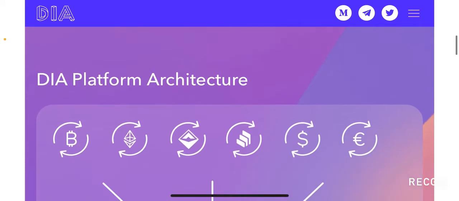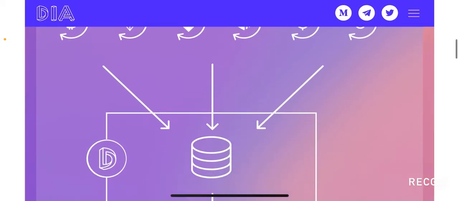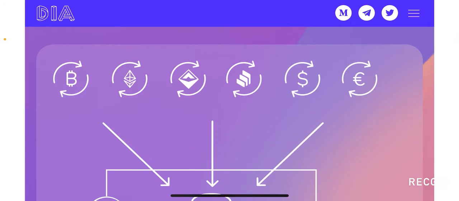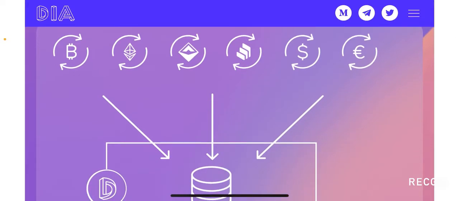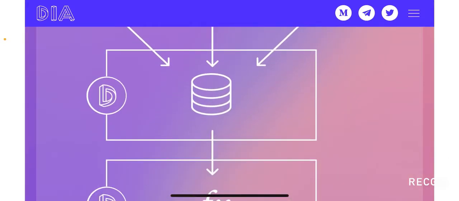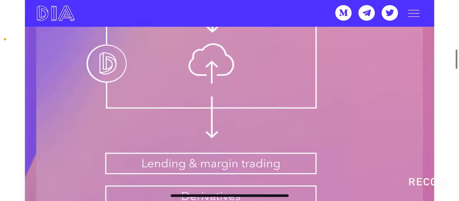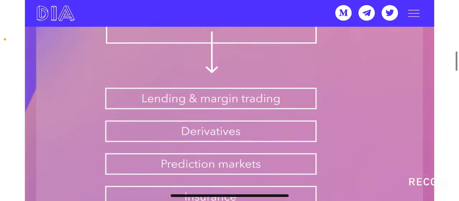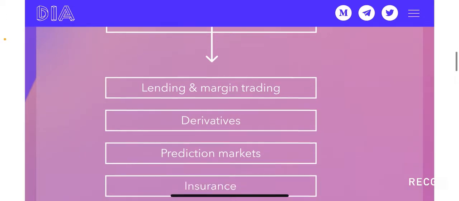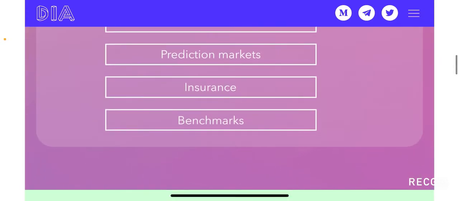DIA platform architecture. The architecture of this platform works quite interestingly, and I would suggest you read through the white paper to understand that. They have information coming from multiple different on-chain and off-chain sources, which is represented here, which will funnel through DIA, and DIA will use its complex mechanisms to enable the effective functioning of lending and margin trading, derivatives, prediction markets, insurance, as well as benchmarks. So these are some of the DeFi platforms or protocols that will benefit directly from DIA's smart contract oracles, right?